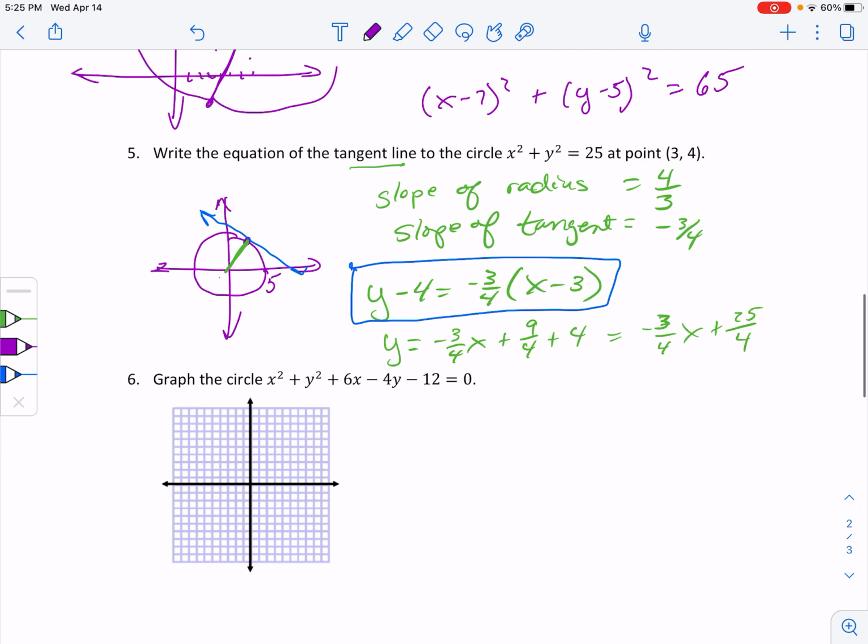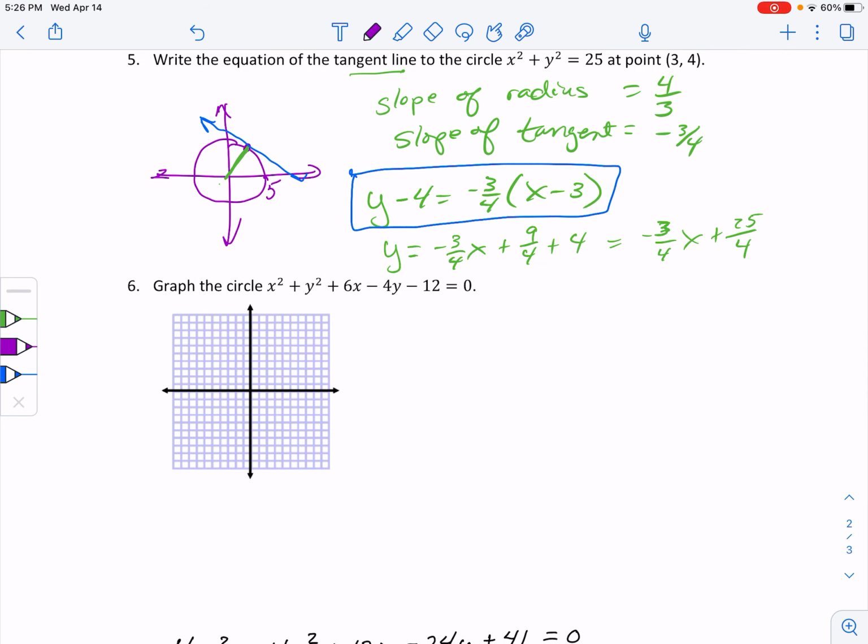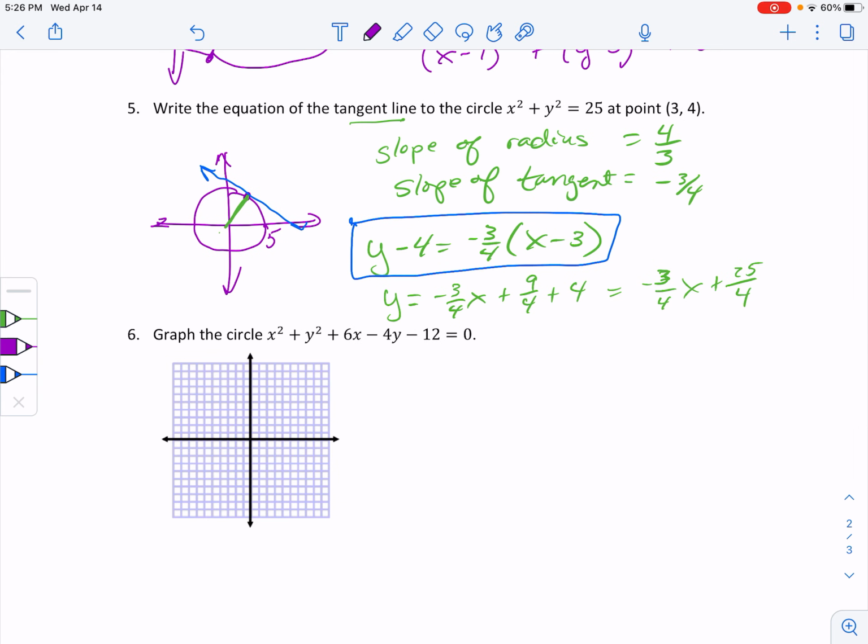Okay, next, graph the circle. Oh, we have to complete the square. All right, so let's refresh how to complete the square. You put x squared plus 6x plus a box to complete its square, y squared minus 4y plus a box to complete its square equals, move the 12 over, 12 plus the box for the x and the box for the y.